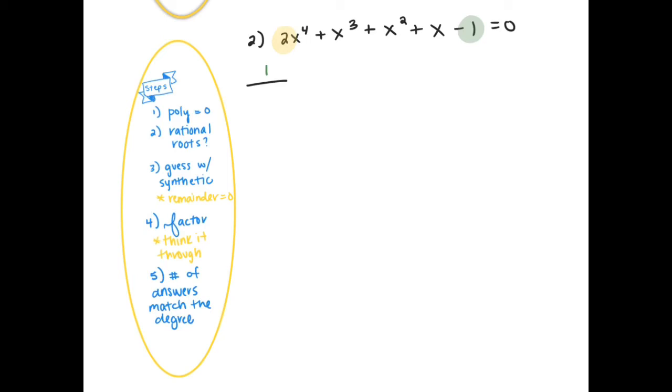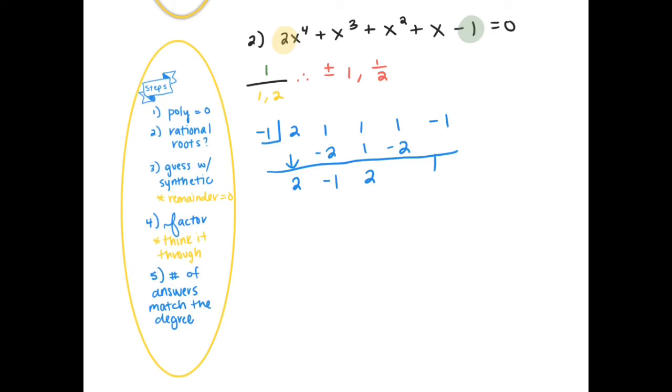My constant is 1, which is prime. My leading coefficient is 2, so the only 2 numbers that multiply together to give you 2 are 1 and 2. So my options here are positive 1, negative 1, positive 1/2, negative 1/2. Remember, my promise is that fractions don't count. So really, either positive 1 or negative 1 should work. So here's me working out negative 1, and lo and behold, it works.